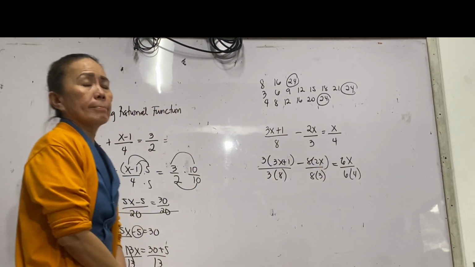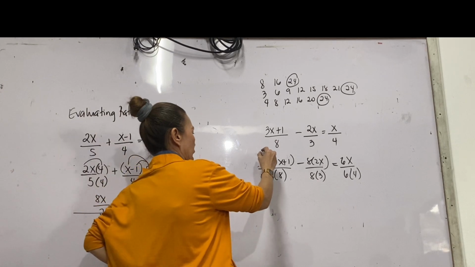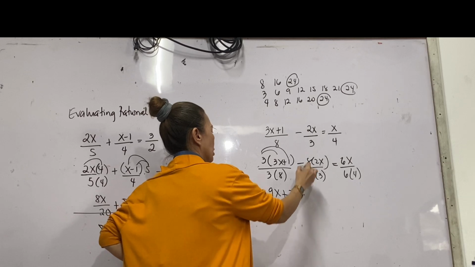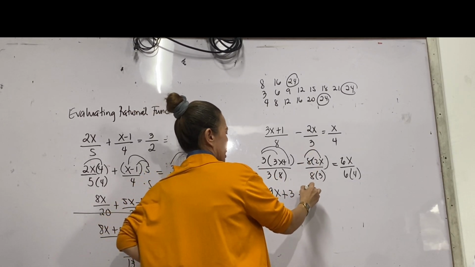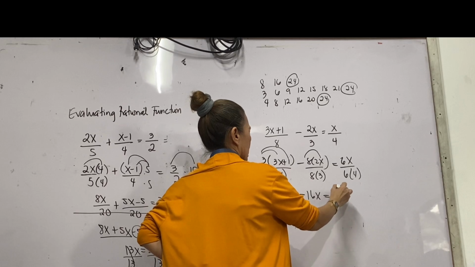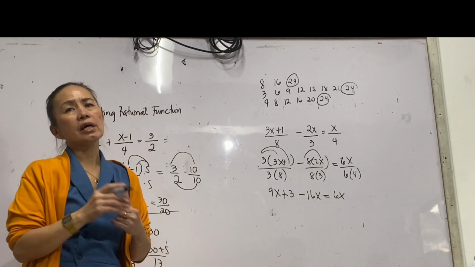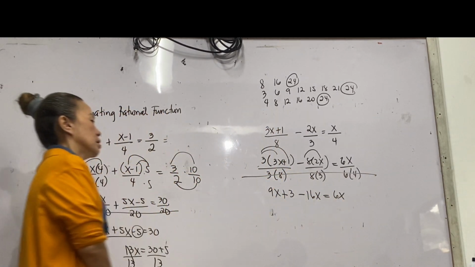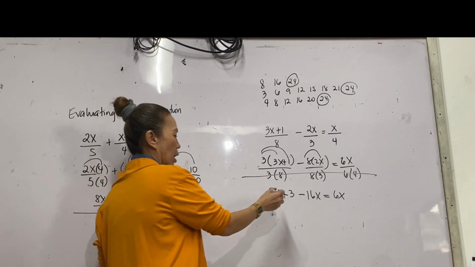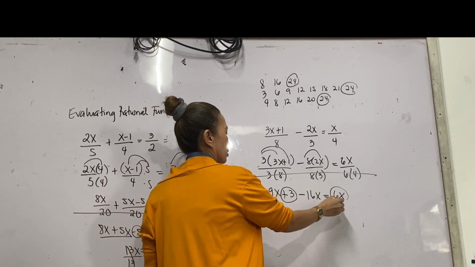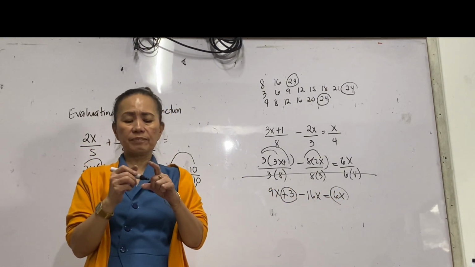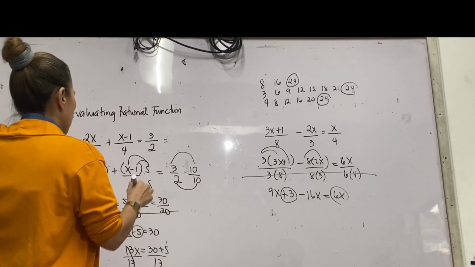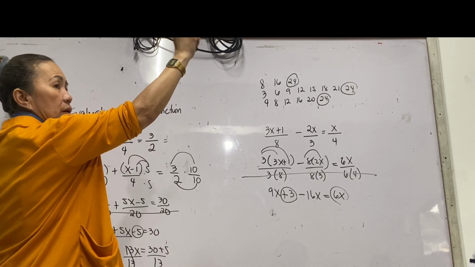Nasusundan po ba? So we have 3 times 3x, 9x plus 3 minus 8 times 2x, 16x is equal to 6x. 3, 8 is 24. 8, 3 is 24, and 6, 4 is 24, out. Then, ano daw mangyayari? Ito daw, lipat sa kabila, and ito naman daw, lipat sa kabila. Kasi, all with x must be placed on the left side, and all without x are on the right side.